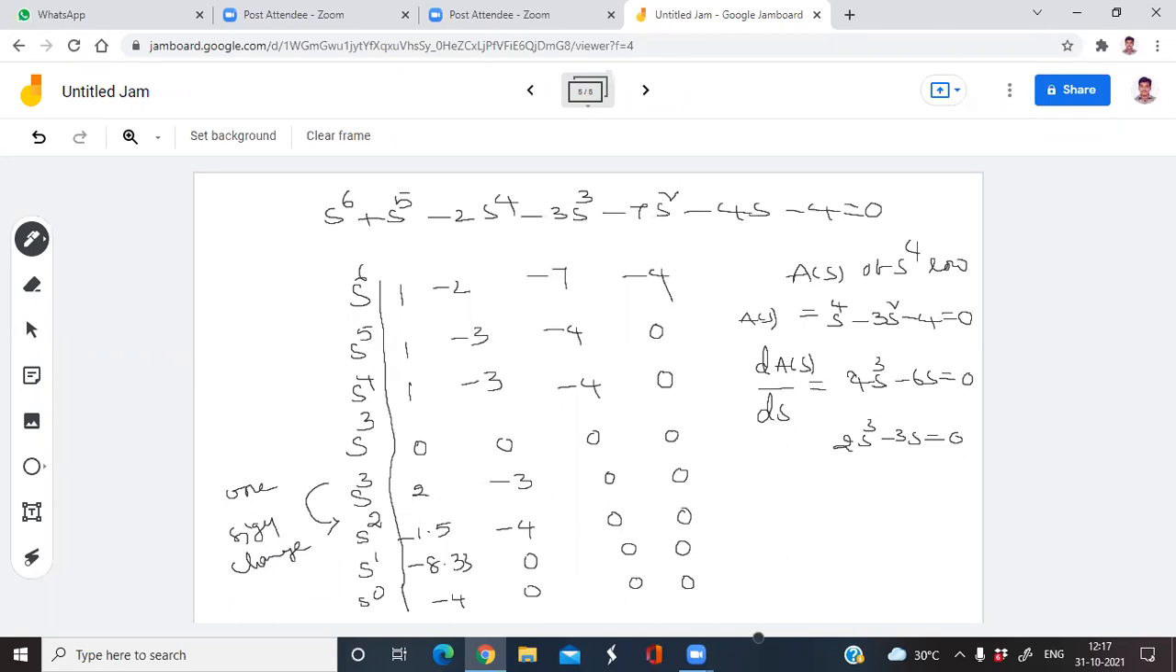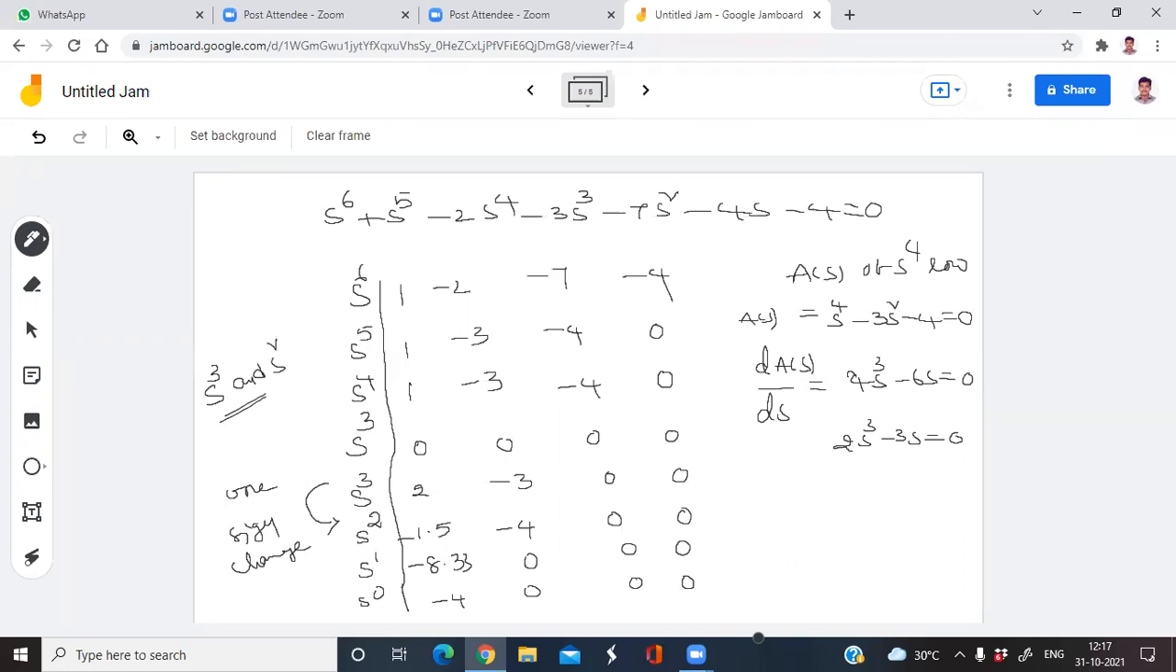Because after 2, 2, minus 1.5, remaining all are minus. So only one sign change. Even if one sign change is there, you can say the system is unstable. Only one sign change between s cube and s square.